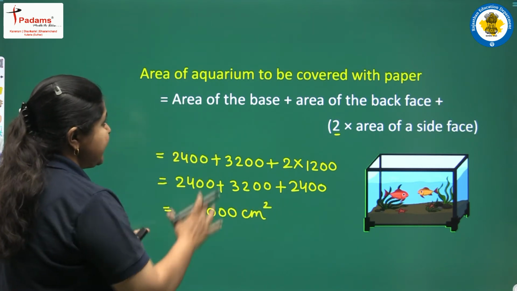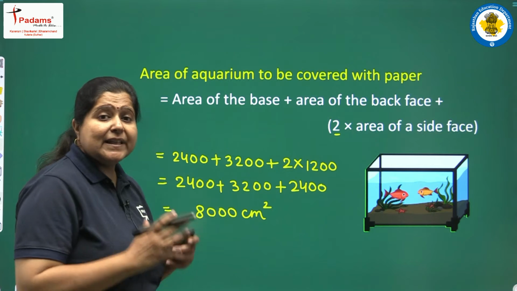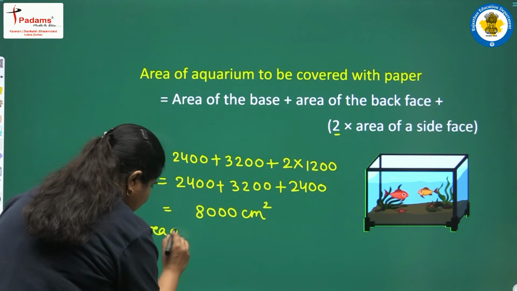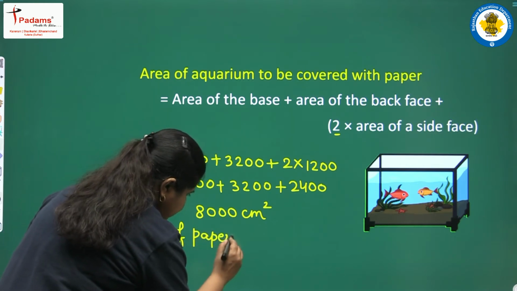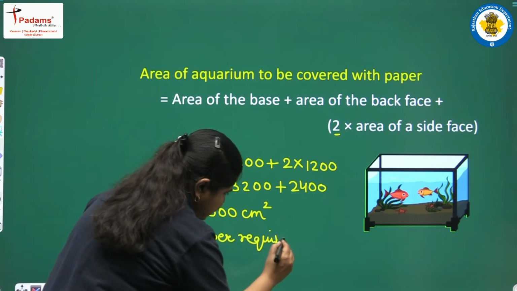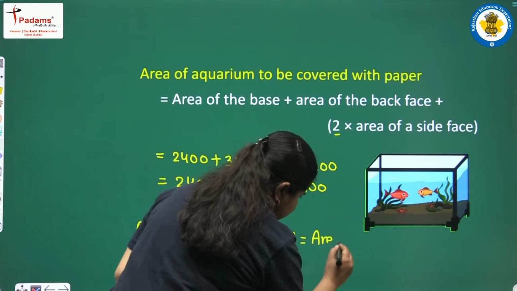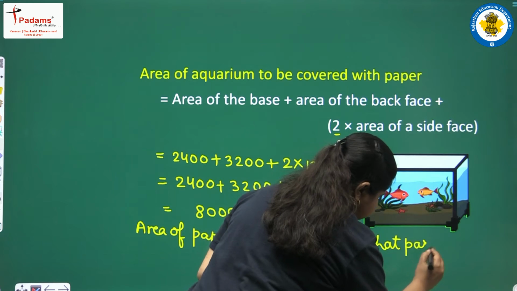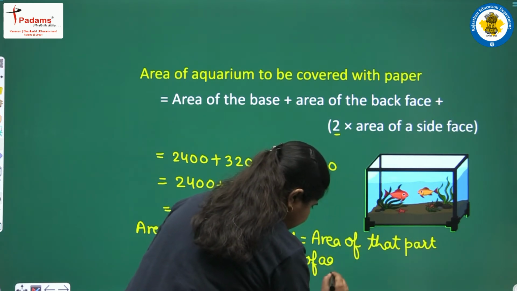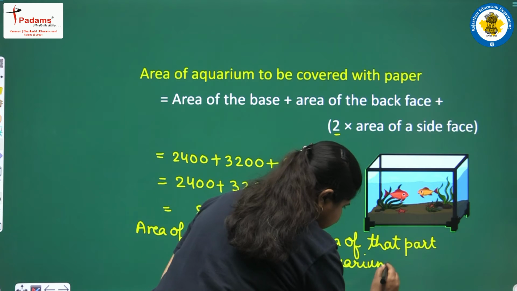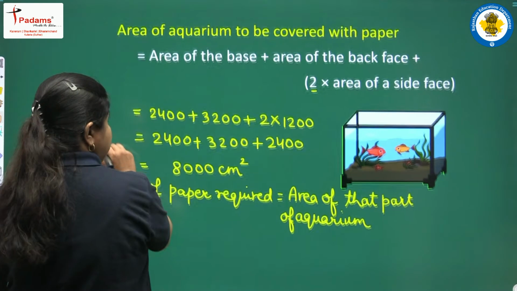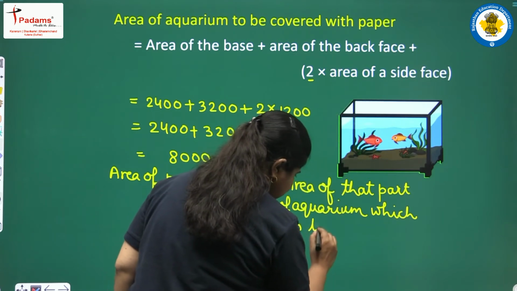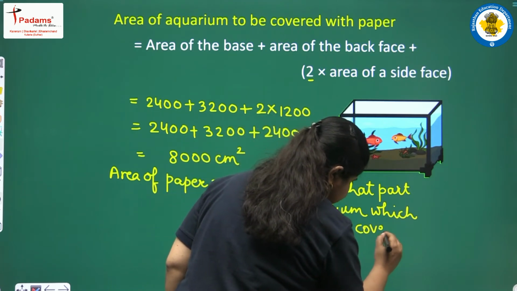Now this is the total area to be covered with paper, and so this will be the area of the paper that is required. We write here area of paper required is equal to area of that part of aquarium which is to be covered. Let me make some space. Which is to be covered. This should be very much clear in your mind.